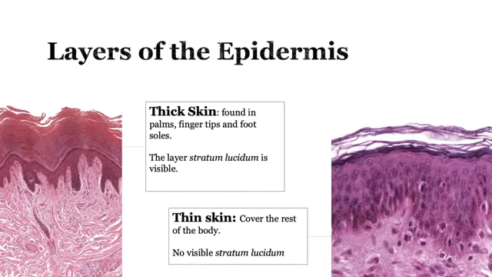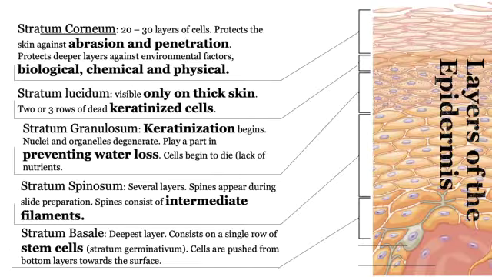So that is an interesting difference between those two types of skin. Not only the thickness of the skin, but also the presence or absence of a specific layer in the epidermis. So talking about layers of the epidermis, let's take a look at the individual layers of the epidermis. The stratum corneum, stratum lucidum, stratum granulosum, stratum spinosum, and finally stratum basale. These are the 5 layers of the epidermis. 4 of them are present in thin skin, and all 5 are present in thick skin.